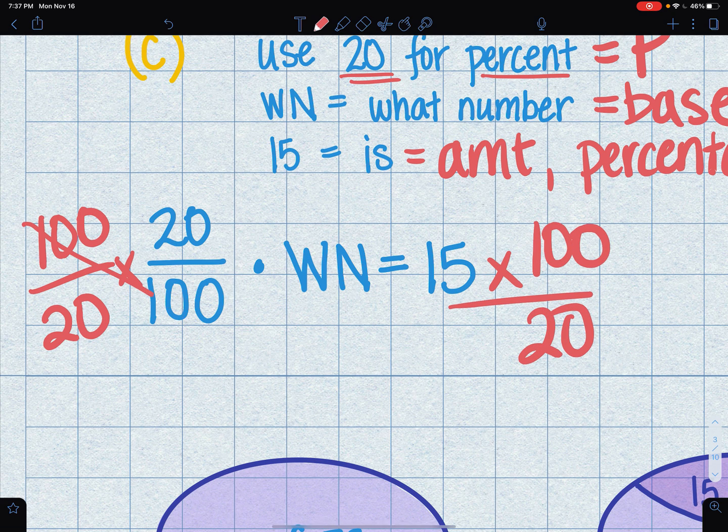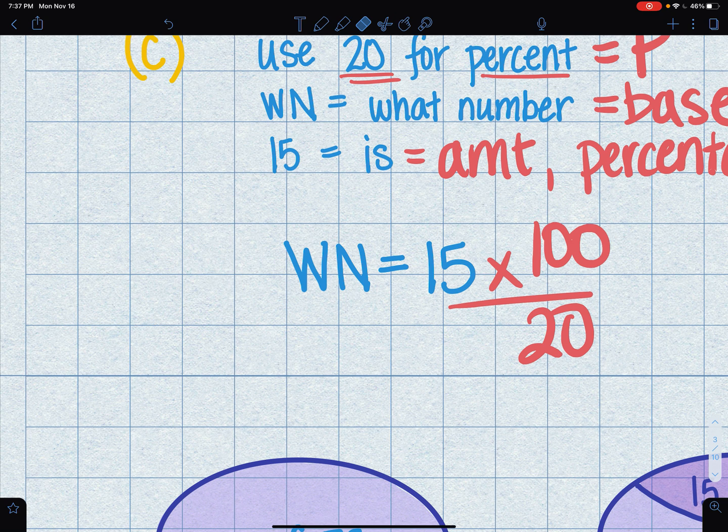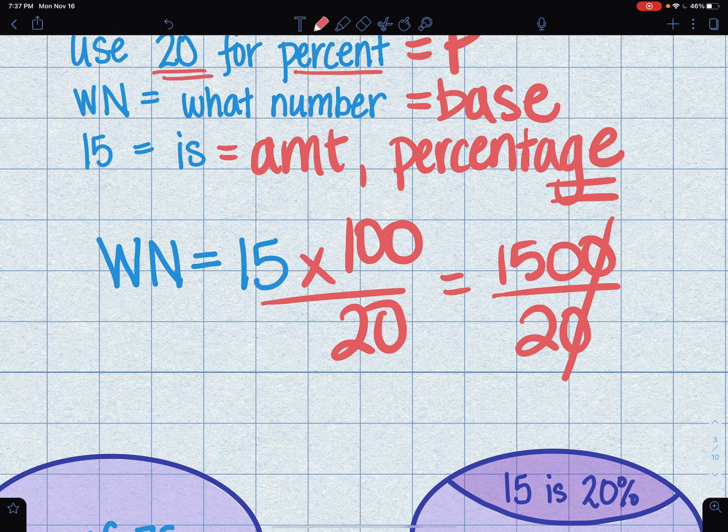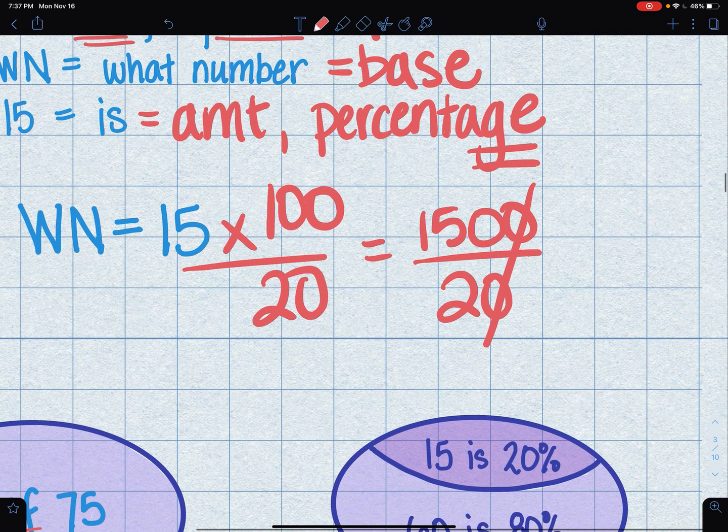When you do that, these cancel out, and you are just left with this part because that cancels out. So WN equals 1,500. So it's going to be 1,500 over 20. I know one of those zeros is going to cancel out. Then I'm left with 150 over 2, which is equal to 75.